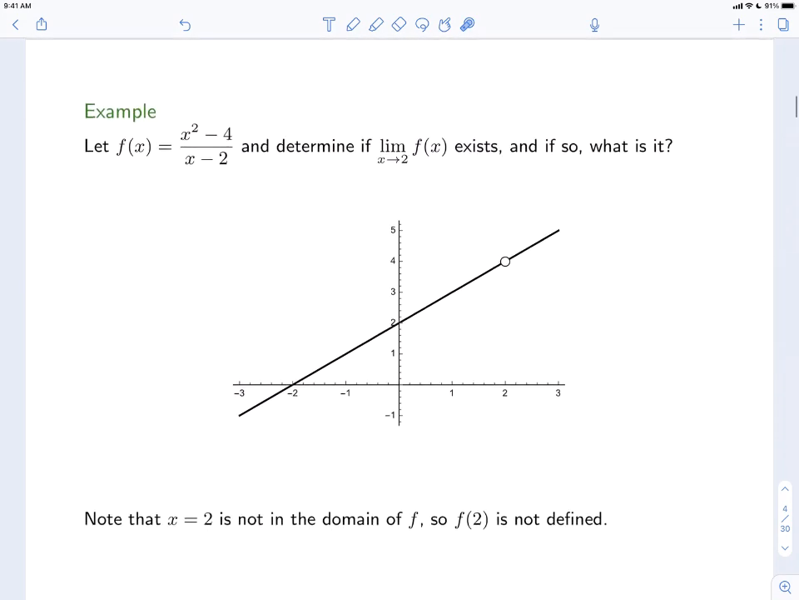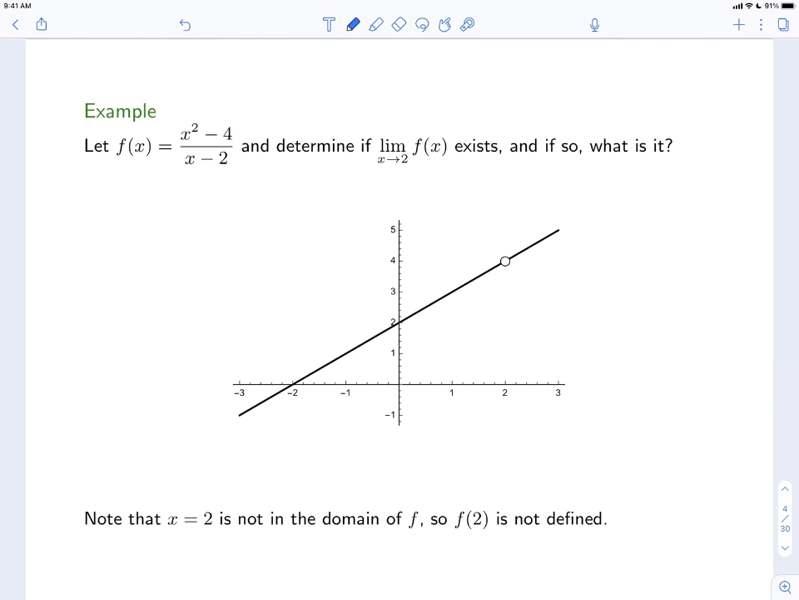Let's look at an example. f at x equals x squared minus 4 divided by x minus 2. Determine if the limit as x approaches 2 of this function f at x exists. And if so, what is it? Well, notice that x equals 2 is not in the domain of f, so that means f at 2 is not defined. However, the limit does exist, and we can get that idea from the picture.